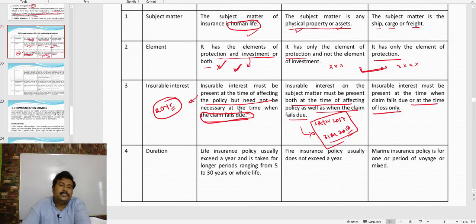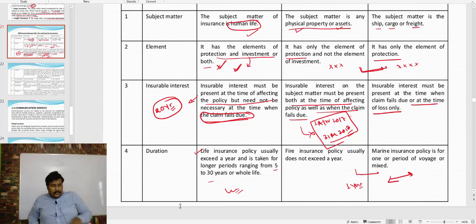Life insurance policies are generally for a long term, generally 5 to 30 years. But fire insurance and marine insurance are generally for a particular 1 year. And marine insurance is there till the product is delivered. So life insurance is the longest one, for a long time, generally 5 to 30 years. Fire insurance is generally for 1 year, and marine insurance is till the goods are delivered.